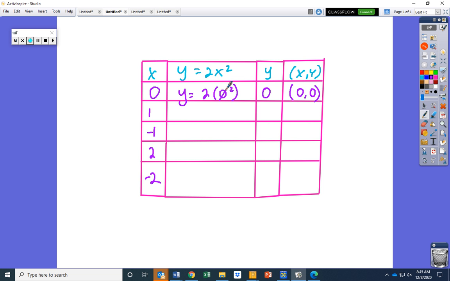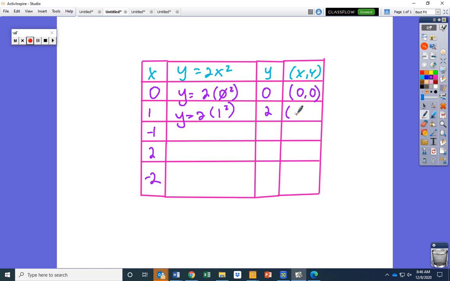So let's go ahead and plug this in. I have y equals 2 times what? What's x now? 1 squared. Now, what do I do first? I do 1 squared, right? Because if I did 2 times 1 first, then what would I be squaring? I would be squaring the 2. Would that be incorrect? Yeah, so I do 1 squared. What's 1 times 1? And 2 times 1 is 2.